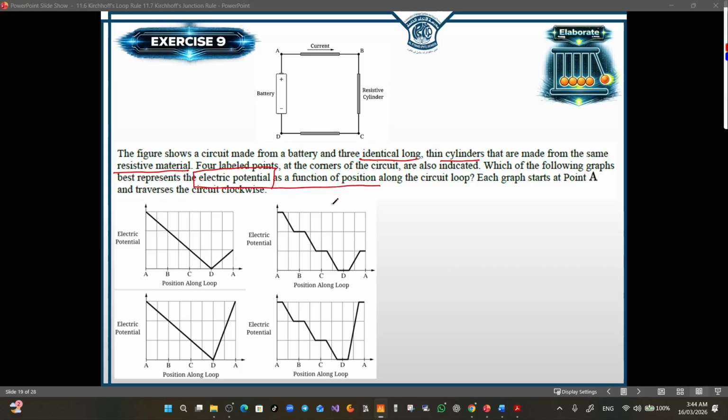Now, here we need to evaluate the graph that truly shows the variation of the electric potential with respect to the position. So as we circulate around the circuit, how would the electric potential change along the circuit loop? Each graph starts at point A and traverses the circuit clockwise. So the starting point is A, and we are rotating clockwise until we reach A again.